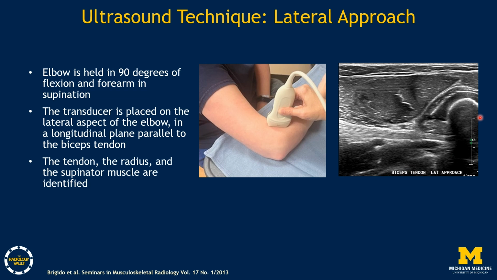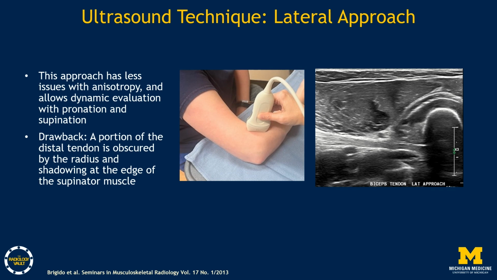We see the cortex of the radius, we see the supinator muscle, and here we see the nice fibrillar appearance of the biceps tendon. As with the medial approach, the lateral approach has fewer issues with anisotropy, and again, this is related to the positioning of the transducer in the longitudinal plane parallel to the biceps fibers.